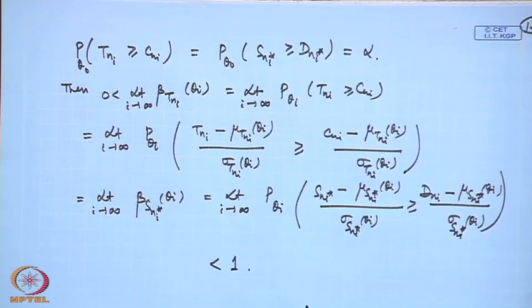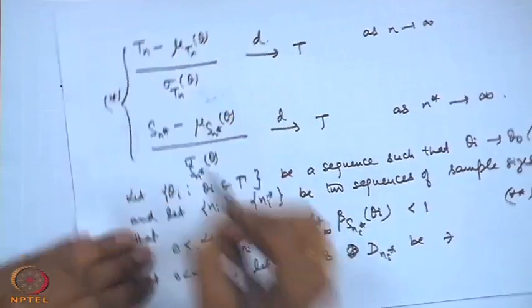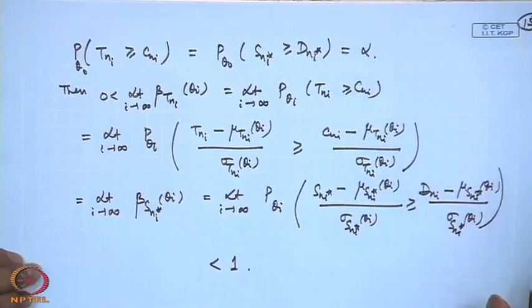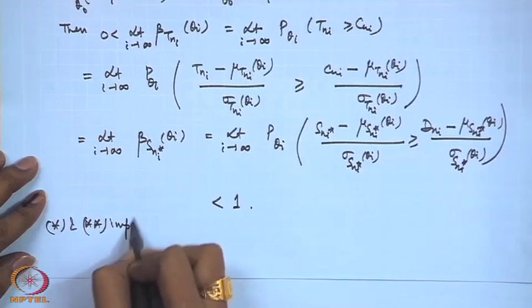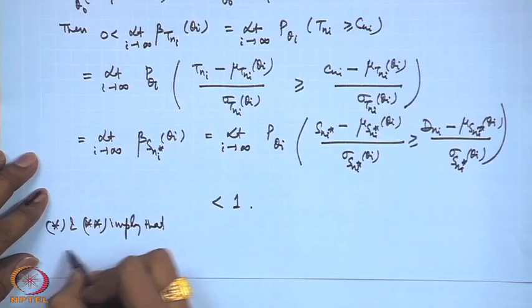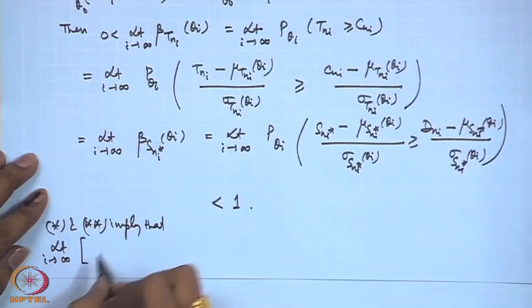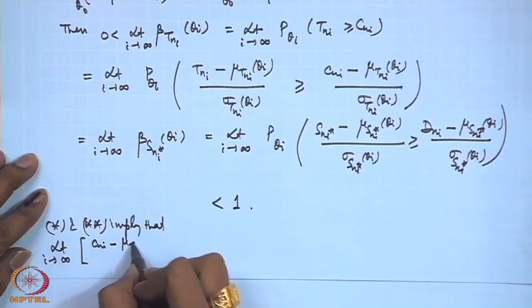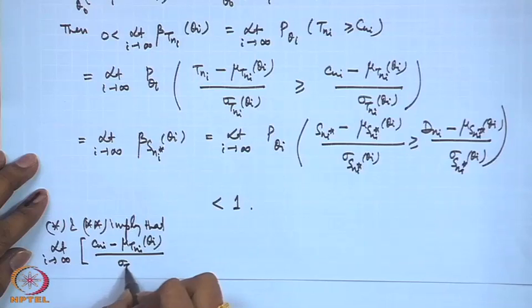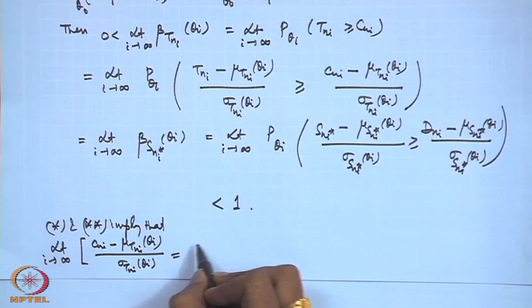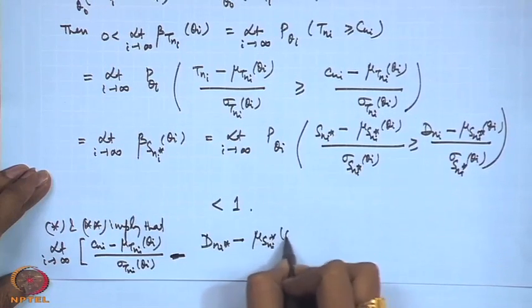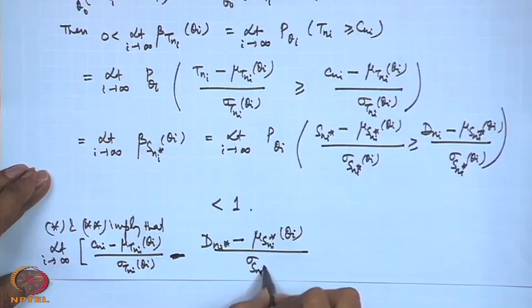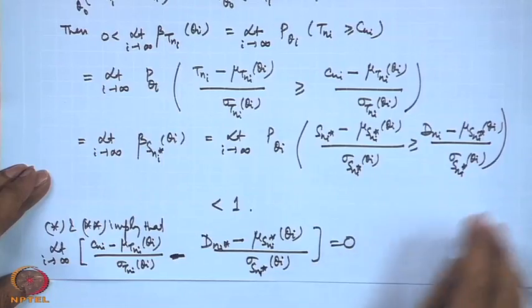So, if we compare these two relations we get, this implies that limit as I tends to infinity of C n I minus mu T n I theta I divided by sigma T n I theta I is equal to limit of D n I star minus mu S n I star theta I divided by sigma S n I star theta I, which is equal to 0.